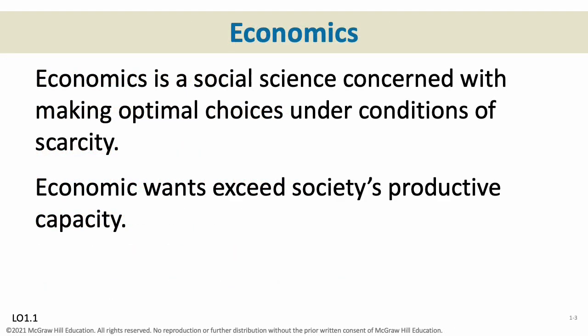So economics is a social science concerned with making optimal choices under the conditions of scarcity. In the real world, products and services are scarce. We don't have the ability to make an unlimited amount of things. So as a consequence, we have to determine what are the optimal mix of products and services to fulfill society's needs. And that brings us to our second point here. Economic wants, by rule, exceed society's productive capacity. We have unlimited wants, but not an unlimited amount of resources to achieve all of them.